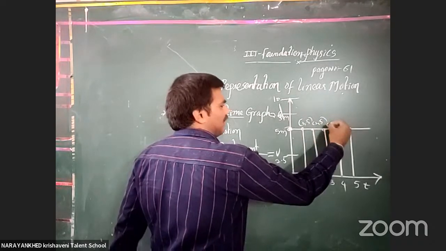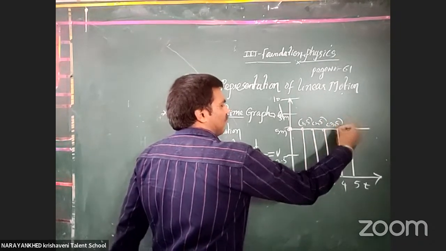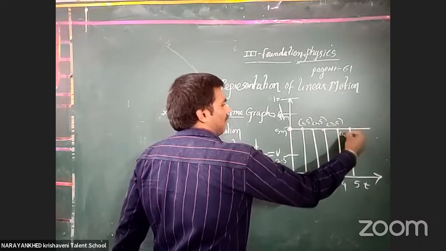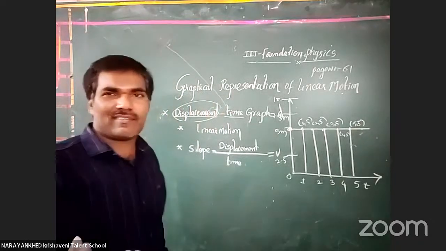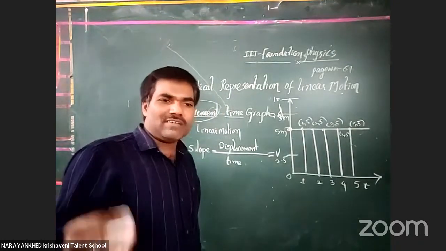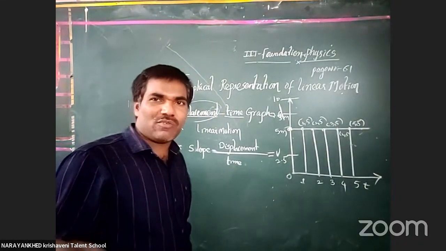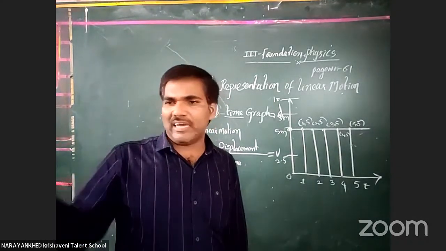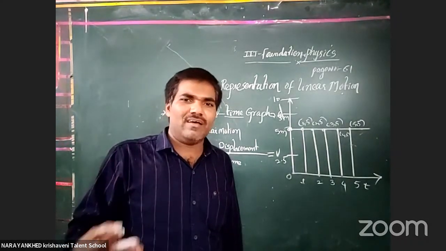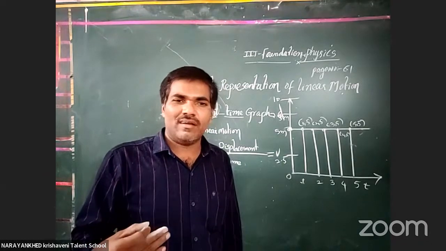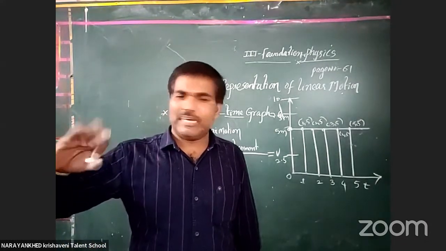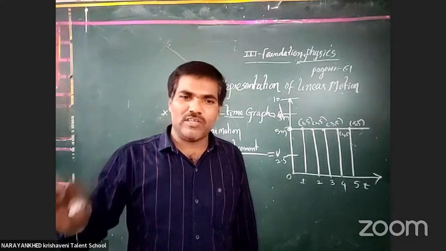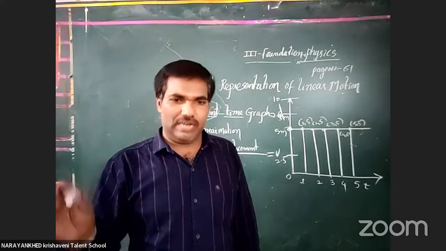This point indicates 3, 5. This point indicates 4, 5. This point indicates 5, 5. The y-axis component does not change. That means it is steady. With time, there is no change in the distance. That means it is a steady body. Its position does not change with respect to time.